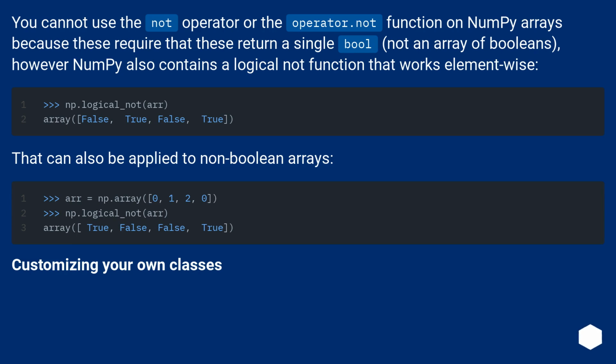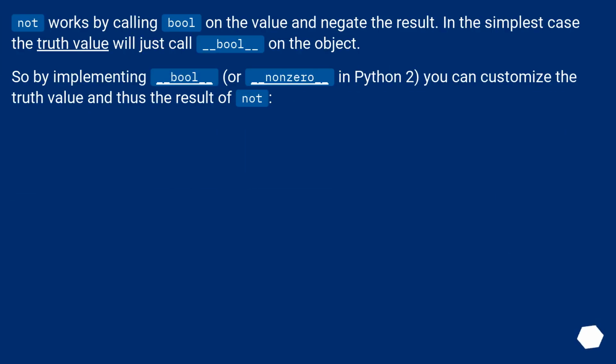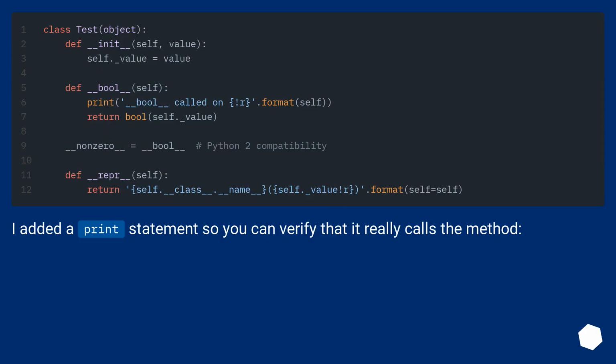Customizing your own classes. Not works by calling bool on the value and negating the result. In the simplest case, the truth value will just call __bool__ on the object. So by implementing __bool__ or __nonzero__ in Python 2, you can customize the truth value and thus the result of not. I added a print statement so you can verify that it really calls the method.